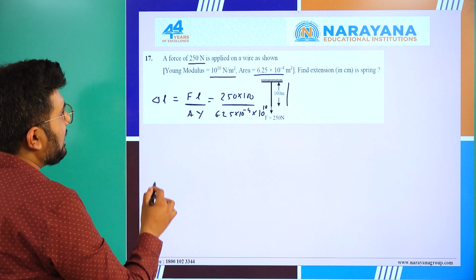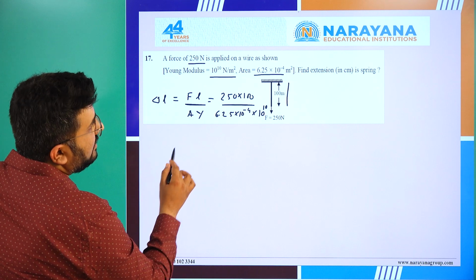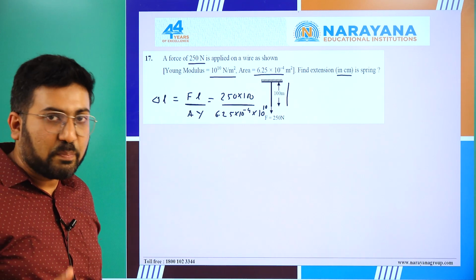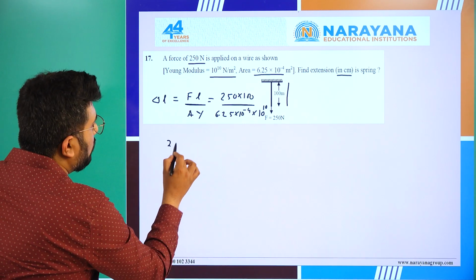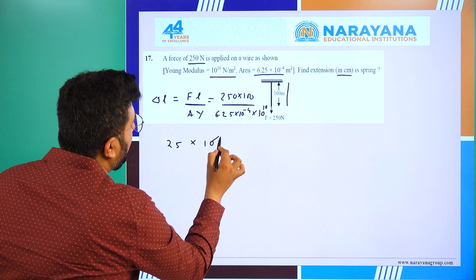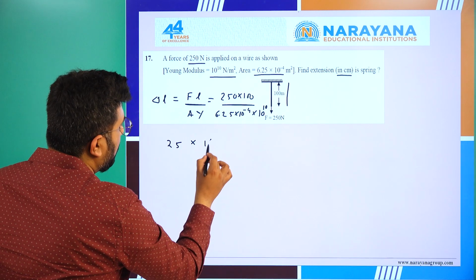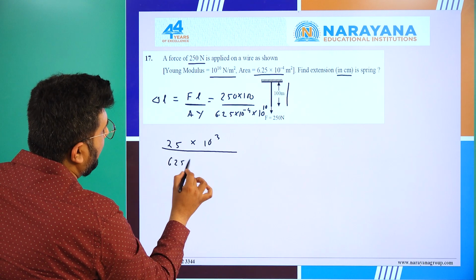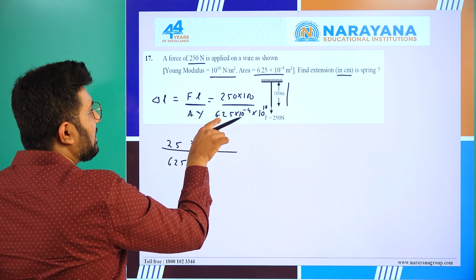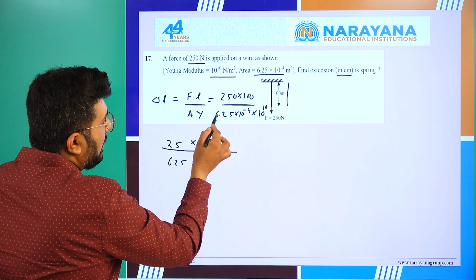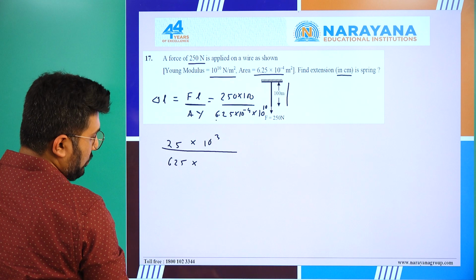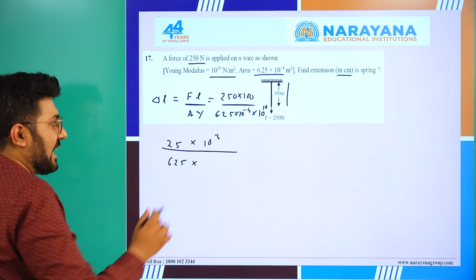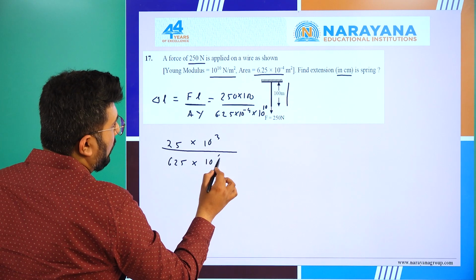Okay. So, if I solve this, they are asking the extension in centimeter, you must remember, but this will give me an answer in meters. So, 25 into 10 cube divided by, I can say 625 into, so if I have written it as 625, this will become 10 raised to power minus 6. So, 625 into 10 raised to power minus 6 into 10 raised to power 10 becomes 10 raised to the power 4.